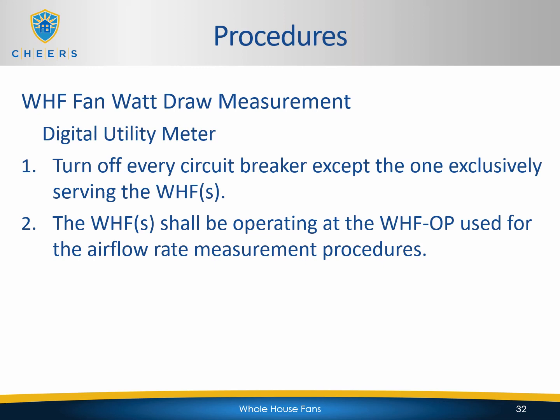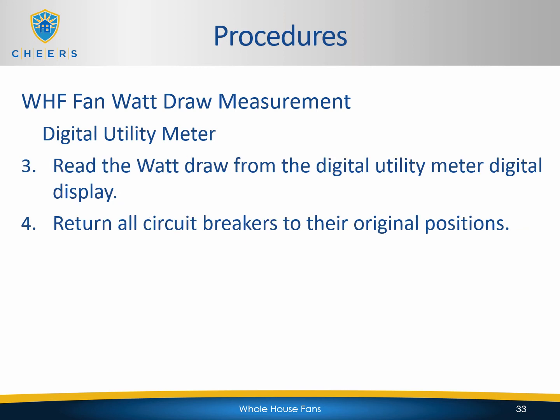Now for the digital utility meter, if it's working properly, again, you're going to turn off all of the circuit breakers except for those serving the whole house fans, and make sure that the whole house fans and the house are set up so that you are in the whole house fan operating pressure state. So you're going to have that negative 10 Pascal inside the home. Then you can simply read the watt draw from the digital utility meter display. Again, it'll cycle through different numbers, and you're just going to wait until it comes to the watt reading, and then you're going to read that and write it down.